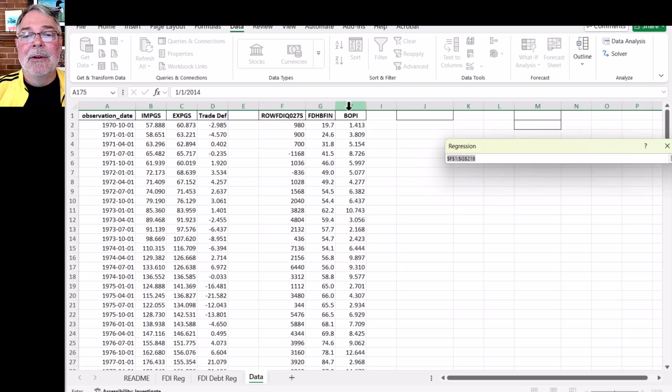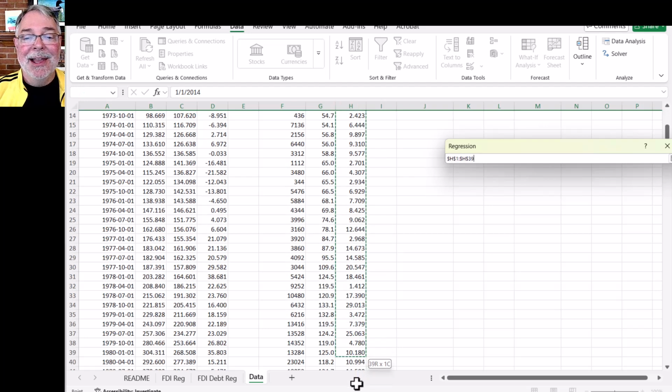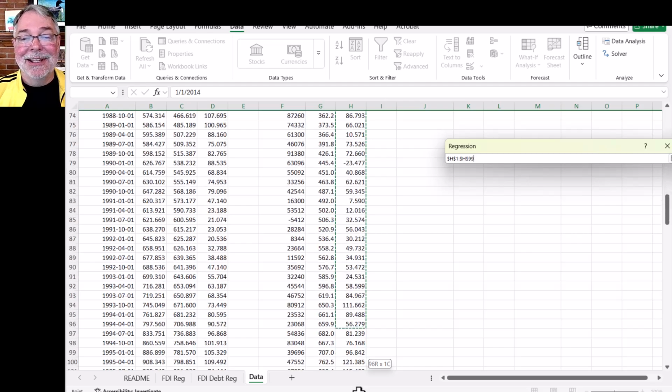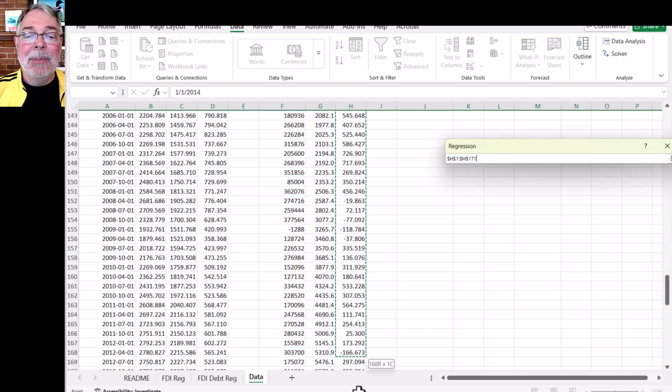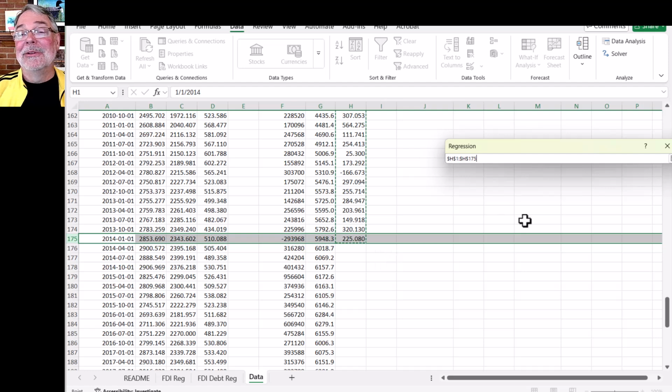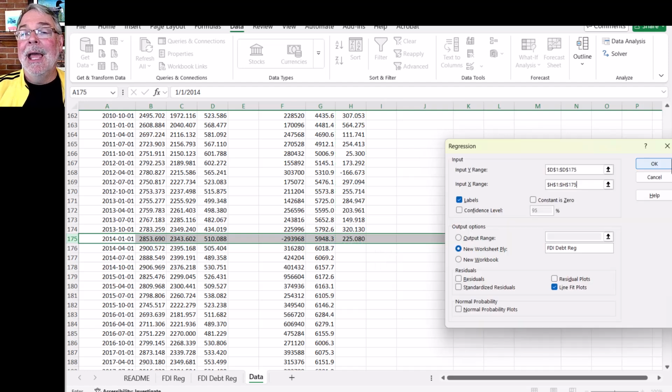And then get your BOPI. I like BOPI. I just like saying it. I think BOP means something on the internet though, so I don't know. And give it a label, and hit okay. That's all you got to do, right? I'm sorry, it's not hard. It's not particularly difficult.